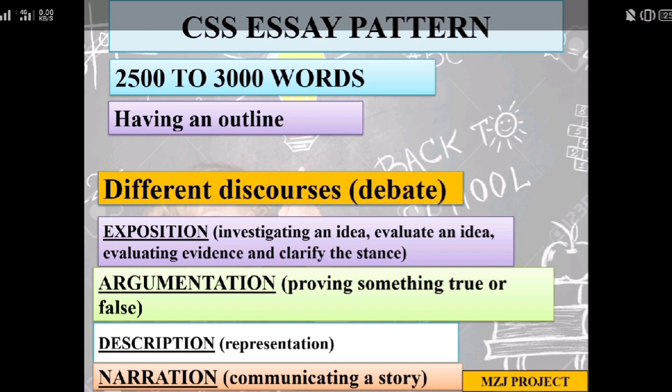There are generally 10 topics and you have to select one and write on that, and the word limit is 2500 to 3000 words. Next, they have clearly mentioned that an essay must have an outline. The purpose of the outline is guiding the examiner about what you are going to write. It is a roadmap to your essay.